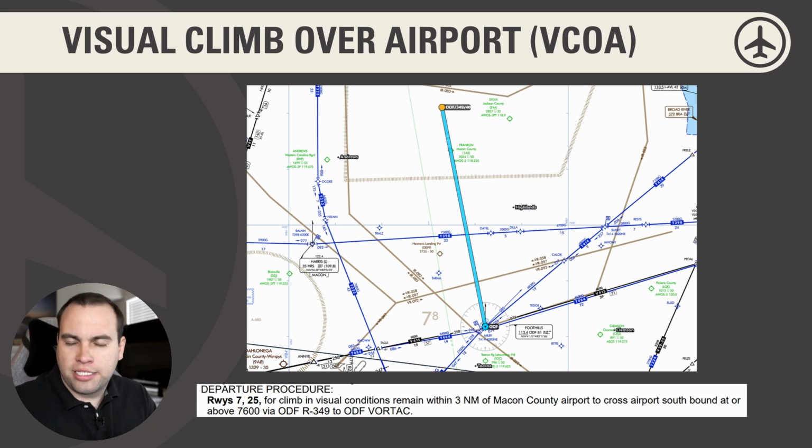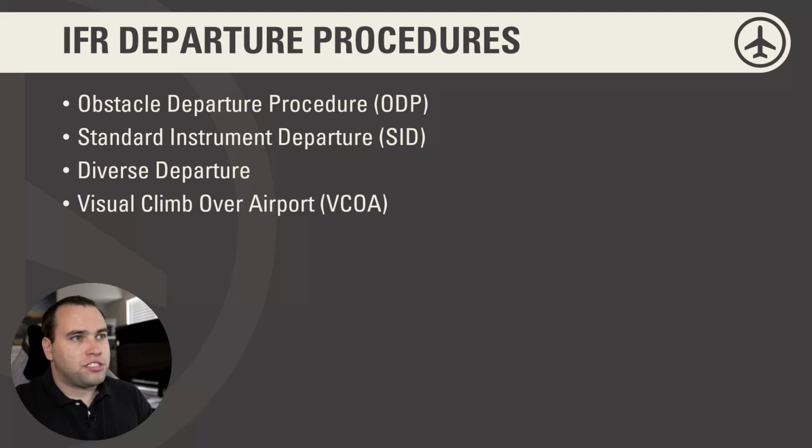The big thing, like I said, is visual climbs over an airport need to be conducted in visual conditions. You cannot do that spiraling up in the clouds. So you need to make sure you can get up to that altitude in a visual condition. So that's pretty much it. That is our 4 ways we can depart IFR: ODPs, SIDs, diverse departures, and visual climbs over an airport, on top of also just departing VFR and picking up your IFR clearance in the air. But these are the ways we can get out of an airport IFR.